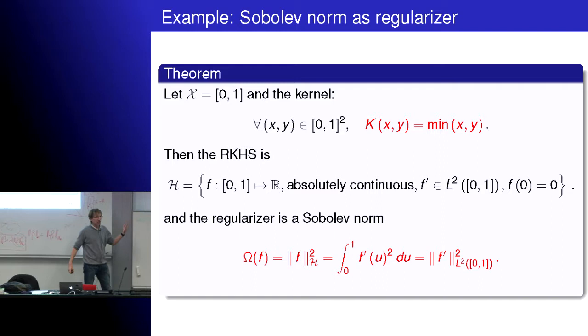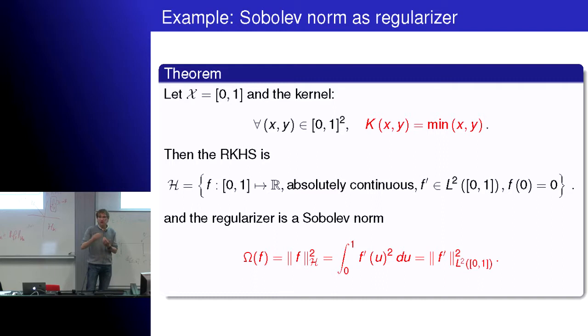Like here, for some reason, for some of you, it could make sense to say, I want to regularize by penalizing the norm of the derivative. I don't want it to increase too fast or to decrease too fast. Then it's hidden in the derivative. And if you want to use this penalty, then the corresponding kernel is the mean kernel.